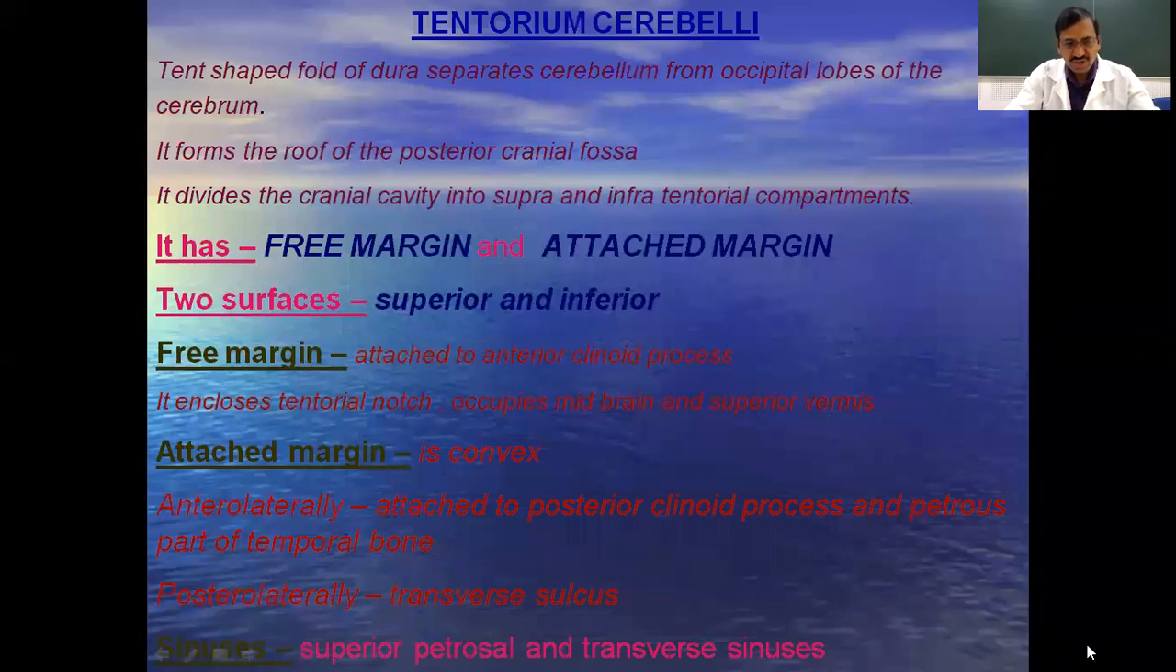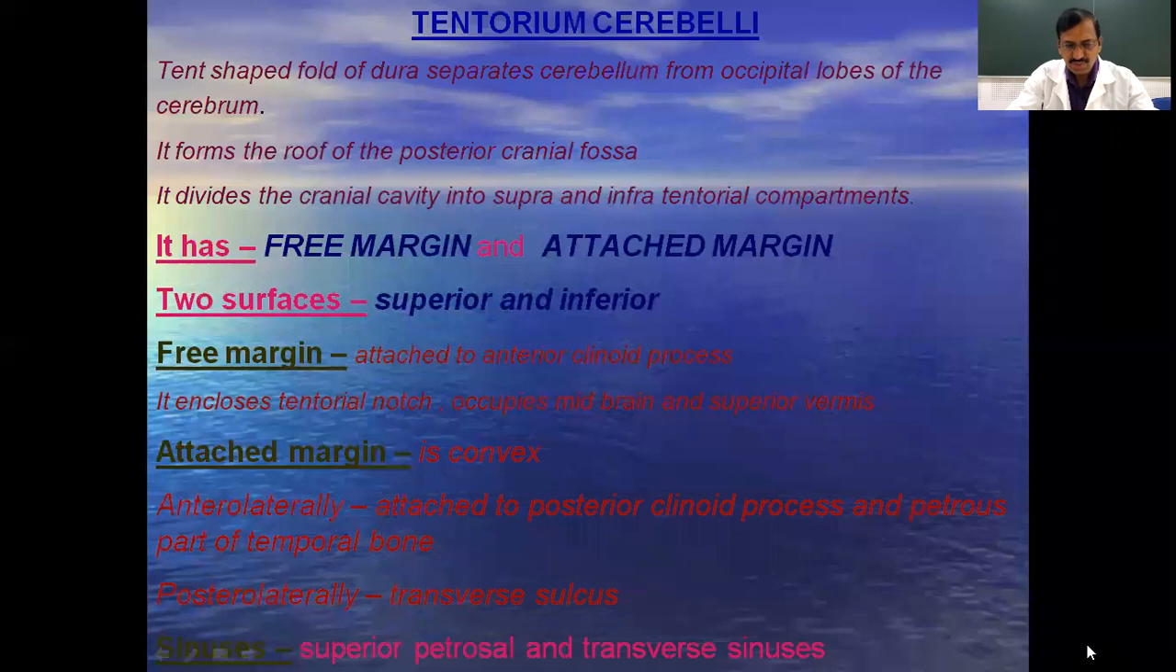Next, coming to the attached margin, it is convex. The free margin is concave, or U-shaped, but the attached margin is convex. Anterolaterally, it is attached to the posterior clinoid process. This is also another bony prolongation from the body of the sphenoid, and the petrous part of the temporal bone. That is one of the toughest parts of the temporal bone, a rock-like area, which is why it is called petrous.